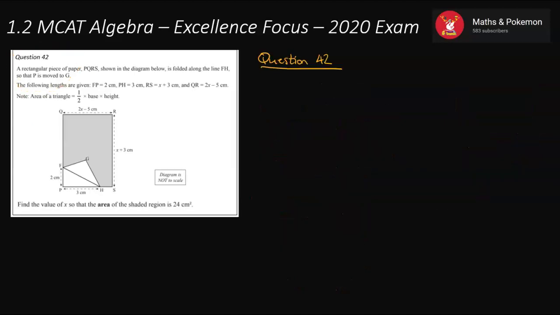Question number 42. We've got a rectangular piece of paper, and that's represented by the corners here. And then this corner's been folded over here, resulting in this shaded area in grey over there. So it looks a bit messy. We know the following lengths, and they're all represented in the diagram, so I won't worry about those too much. And we've been told about the area of a triangle. We've been asked to find the value of x, so the shaded area, that's the shaded area I mentioned before, is 24.